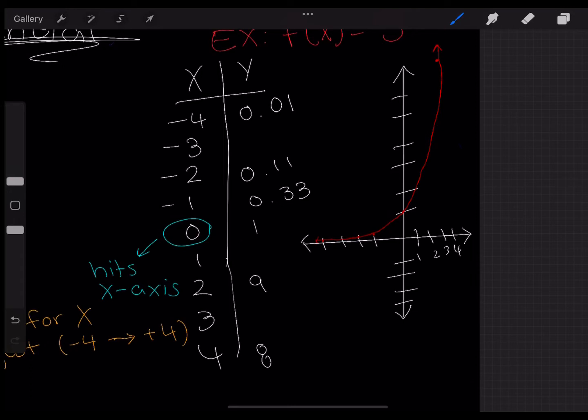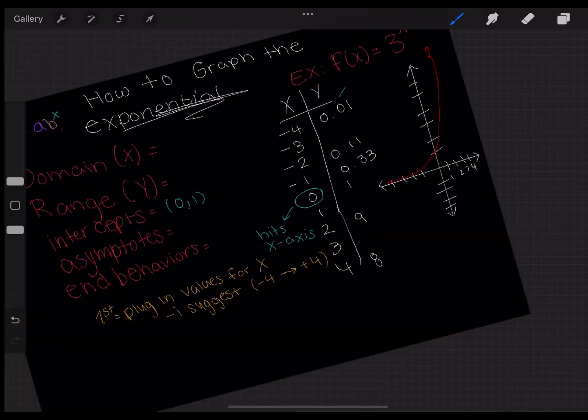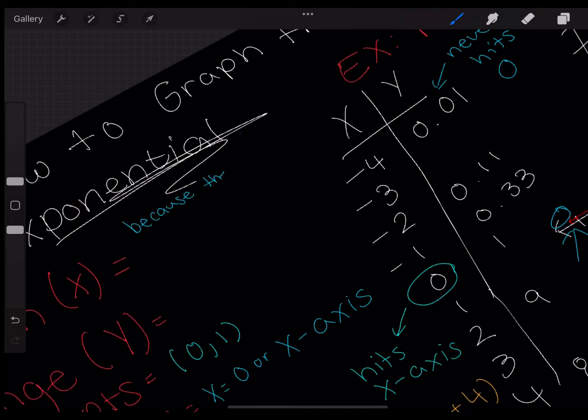So you'll notice that the y never hit 0. I can keep going to -5, -6. It's not going to hit 0 or the x-axis. So that would mean that our asymptote is at y equals 0 or the x-axis. Our end behaviors, you can see the directions of the two arrows. So as x approaches positive infinity, y approaches positive infinity as well. So as one gets bigger, the other gets bigger.